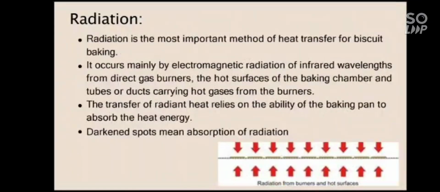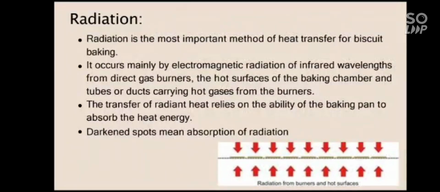On to the next, radiation. Radiation is the most important mode of heat transfer for biscuit baking. It occurs mainly by electromagnetic radiation of infrared waves from direct gas burners, the hot surface of the baking chamber and the tubes or ducts carrying hot gases from the burners. The transfer of radiant heat relies on the ability of the baking pan to absorb the heat energy.